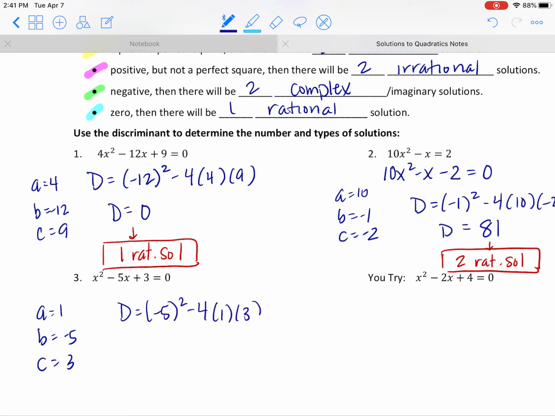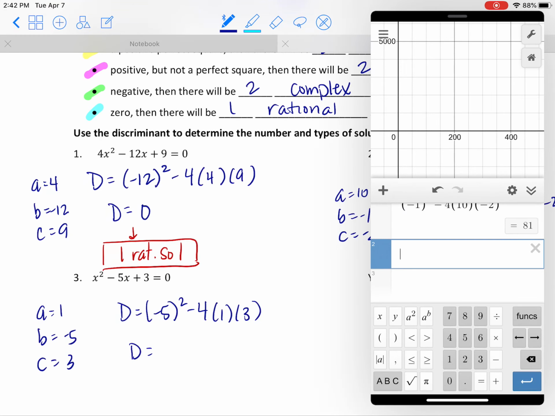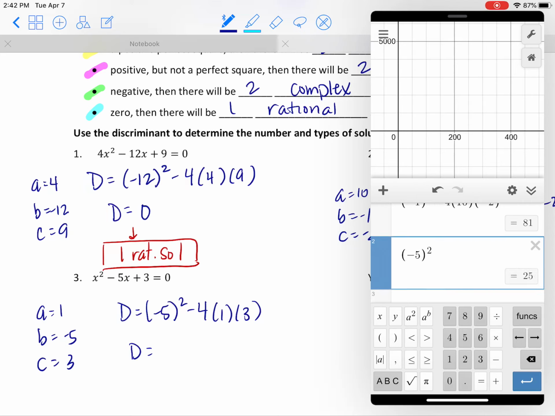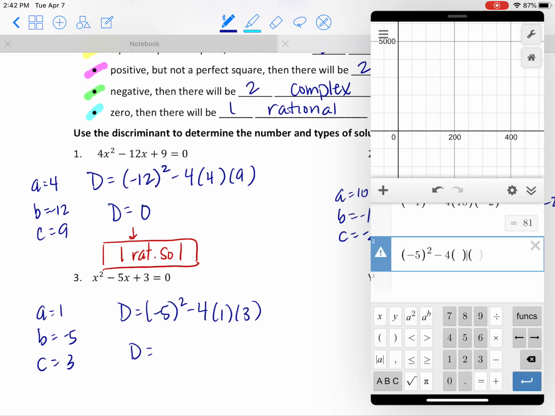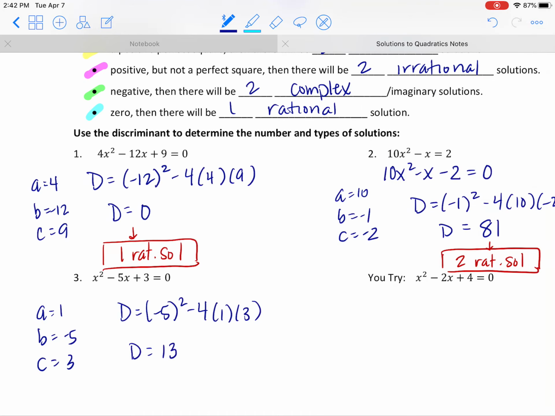Okay, next one. Already in standard form, we can see a is 1, b is negative 5, and c is 3. So the discriminant is going to be negative 5 squared minus 4 times 1 times 3, and 25. Jeez, if you could do that in your head, awesome. If you want to use your calculator, let me just not try to screw anything up. So we end up with 13.